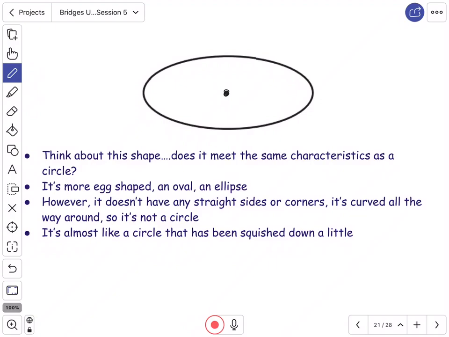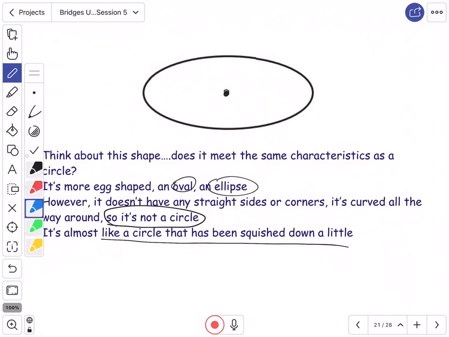Okay, so think about this shape. Does it meet the same characteristics as a circle? Well, if I were to just stick a point in the center of it, well, it's more egg-shaped, an oval, also known as an ellipse. However, it doesn't have any straight sides or corners. It's curved all the way around, so it's not a circle. It's almost like a circle that has been squished, okay? And this one's called an oval or an ellipse.